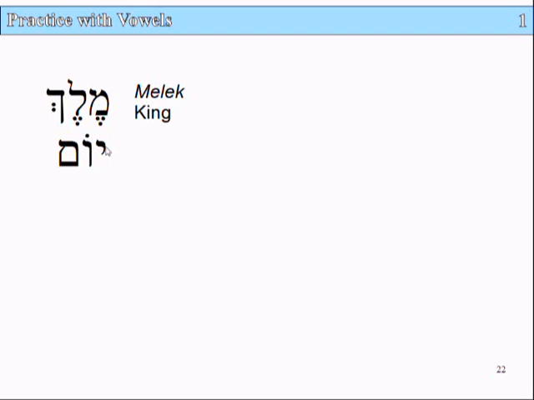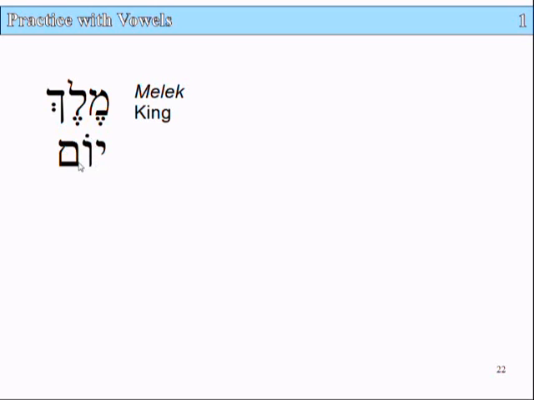This is called a holom vav. When you have the letter vav plus this dot at the top, it's called a holom vav. It means it's got an O sound. So this is a yod, with a y sound, followed by an O sound. So this is yo.